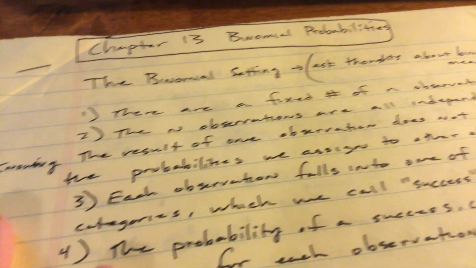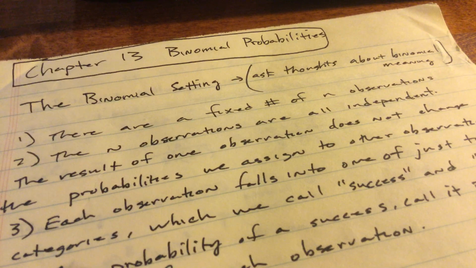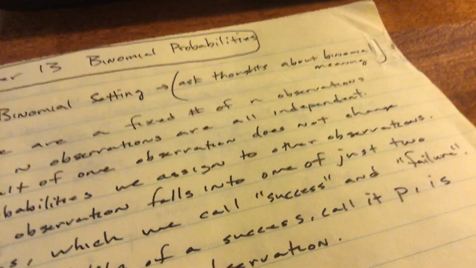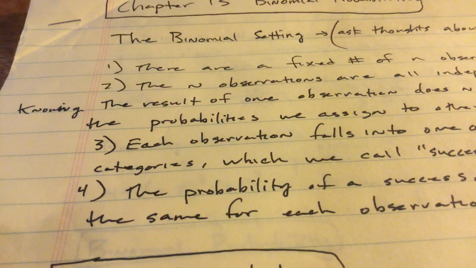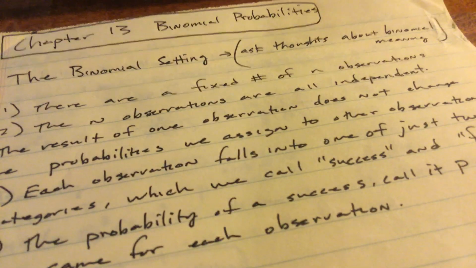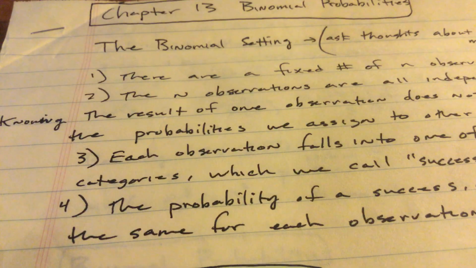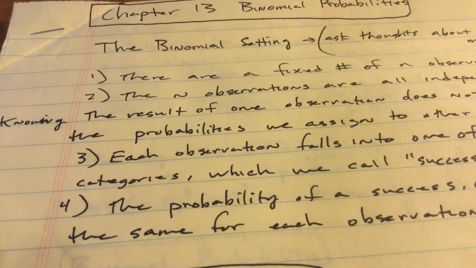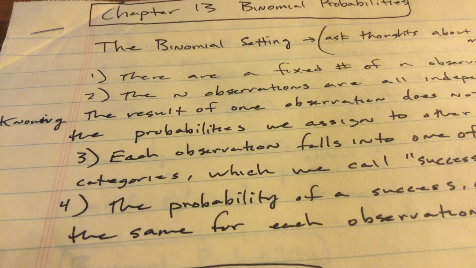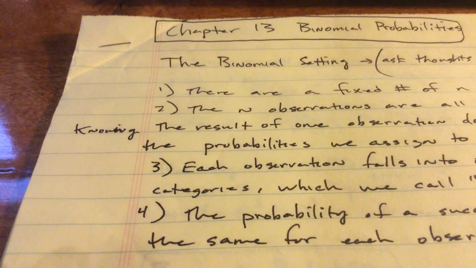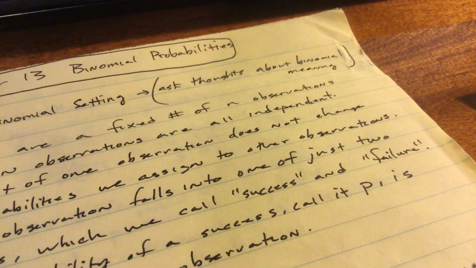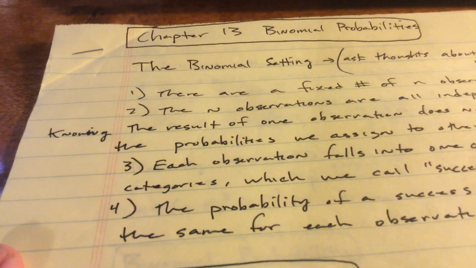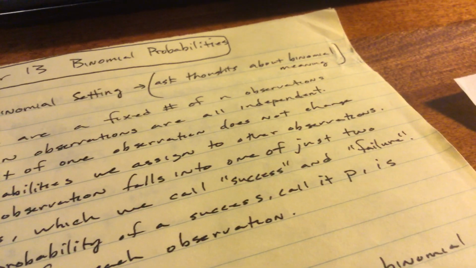Number one, there are a fixed number of observations. You're going to go to bat 20 times. There are going to be 31 days in July. All right, the observations are all independent. The first free throw has no effect on the second free throw. The third day of June has no effect on the weather on the 8th day of June. Knowing the result of one observation does not change the probabilities we assign to the other observations.